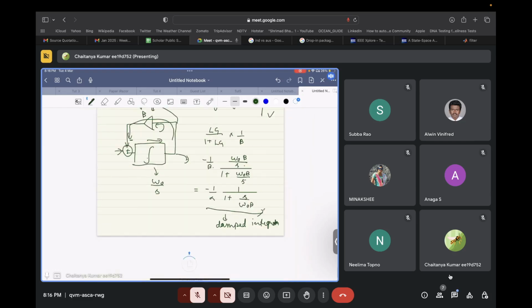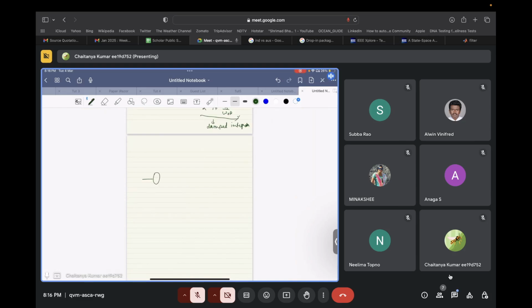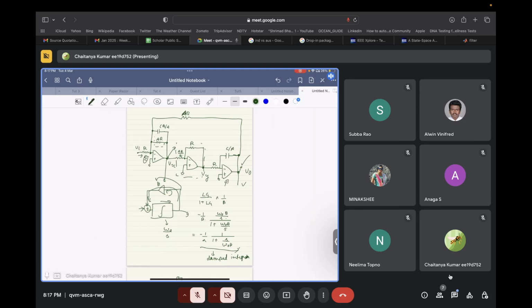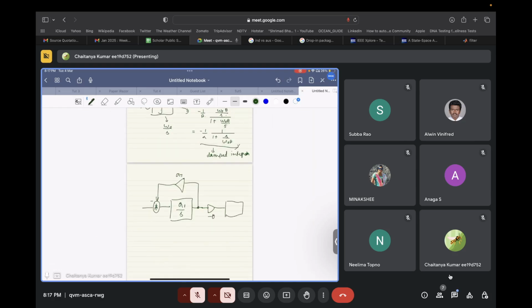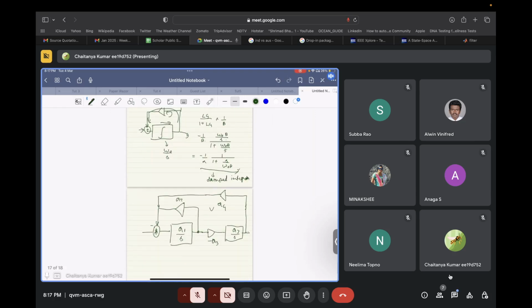So what you have over here is something like this. The block diagram looks like this. It's some A1 by S, then some other factor A2, then you have an inversion. Here there is an undamped integrator, A3 by S. And then you have the complete feedback as A4. Okay. So this circuit and this block diagram are equivalent.